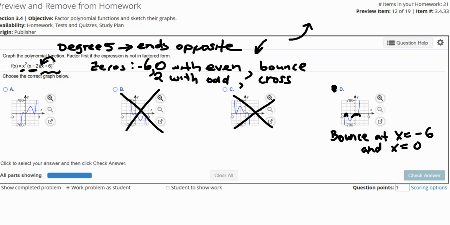It's kind of hard for me to write because it's so tiny. Right, so that was right there. It's bouncing at x equals 0. And then it's also crossing at what looks like it could be x equals 2. So that means D is the best choice.